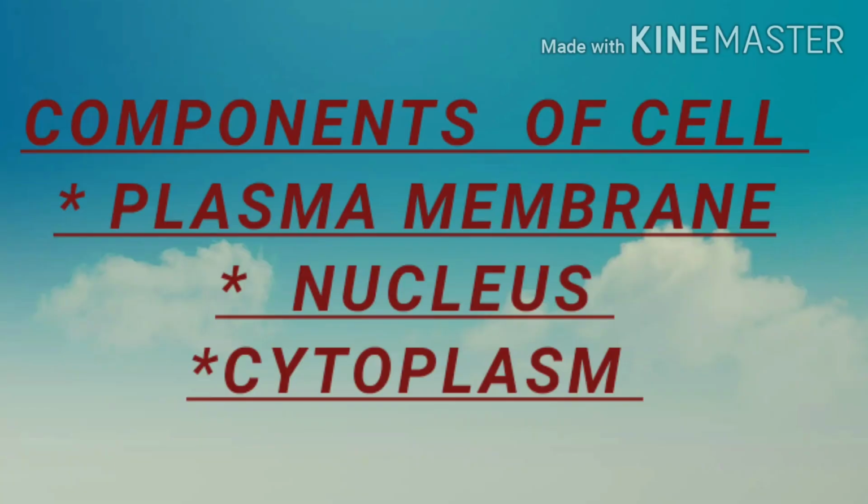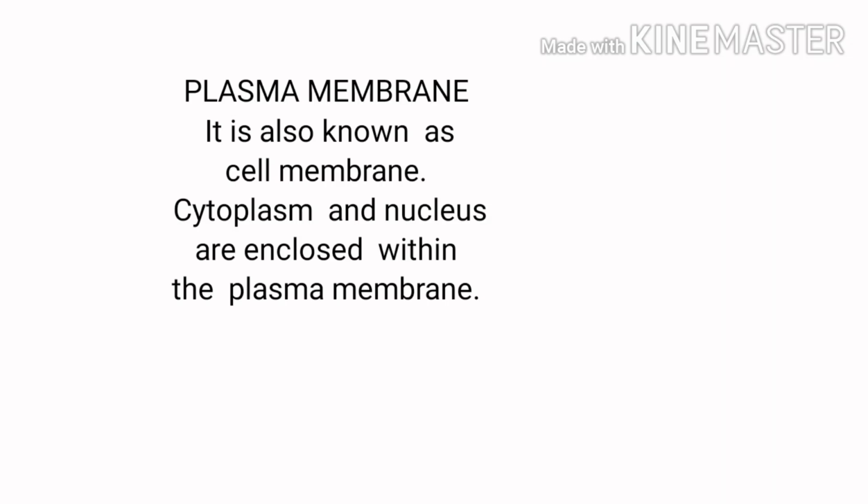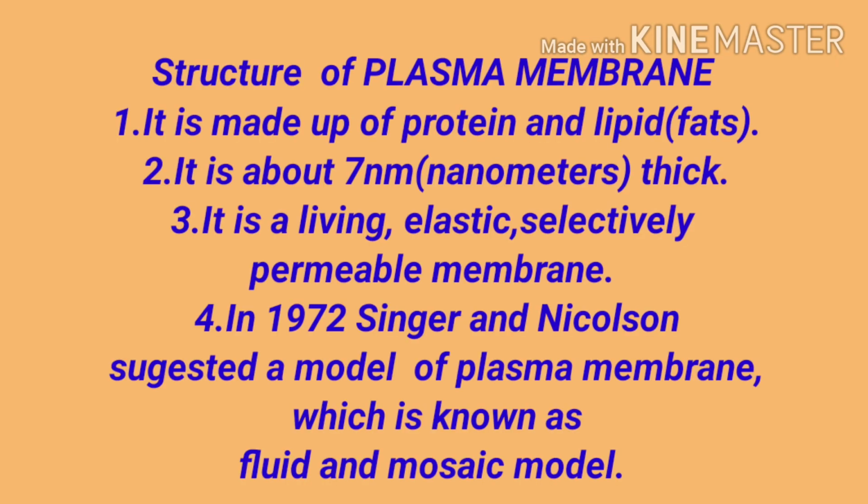So we know that the cell is made up of these three components: plasma membrane, nucleus and cytoplasm. We can see the arrangement of cells inside the human cheek. Now how are the three components arranged? The cytoplasm and nucleus are enclosed within the plasma membrane. Now we will study about the plasma membrane.